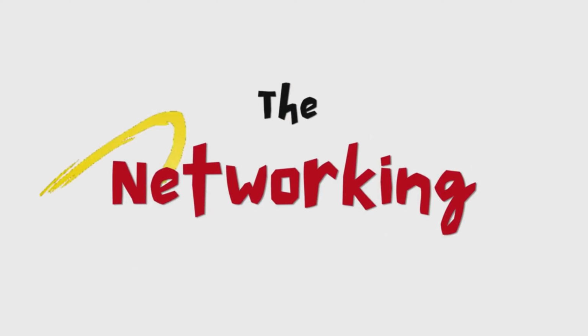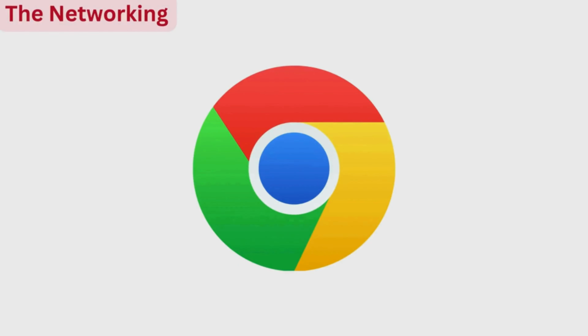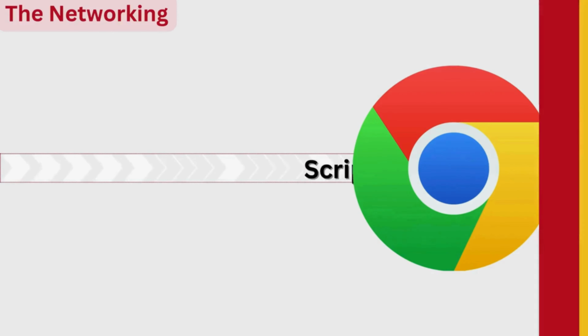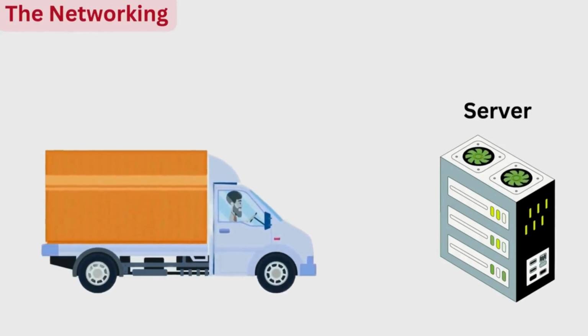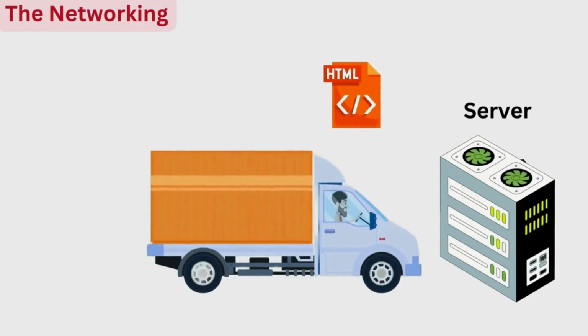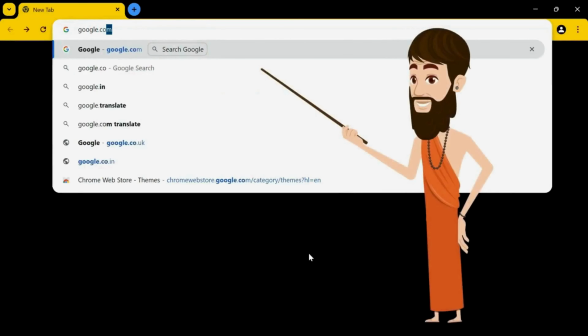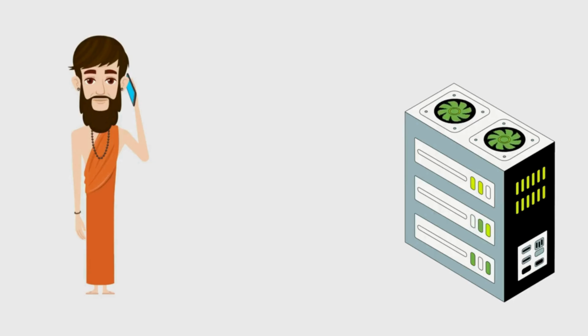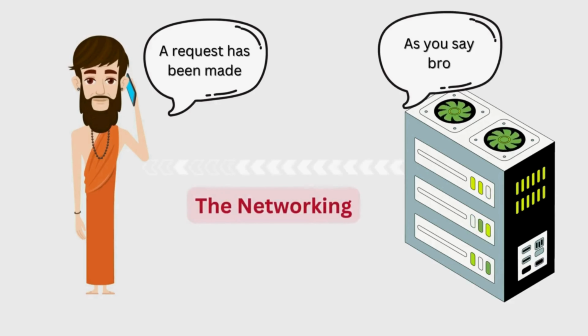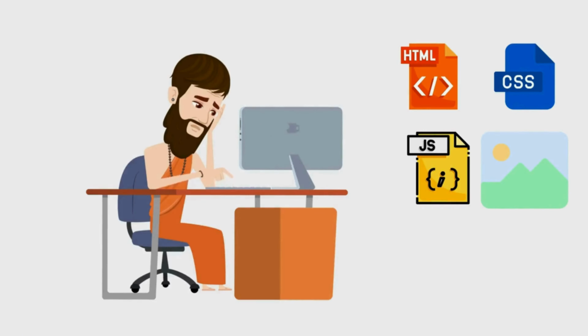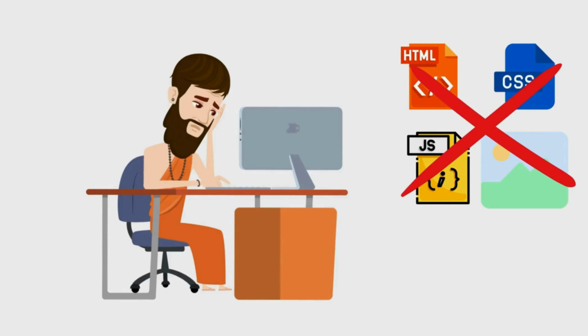Before the browser can show you a web page, it first needs to gather all the necessary resources like the HTML, CSS, images, and scripts. This is handled by the networking component. The networking component is responsible for making requests to the server and fetching the data the browser needs to load a web page. When you enter a URL or click a link, the browser sends a request to the server and the networking component retrieves the resources. Once everything is collected, the rendering process can begin. Without this step, the browser wouldn't have the raw materials it needs to build and display the web page.